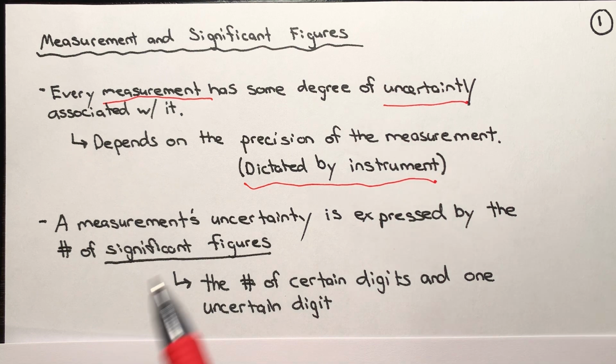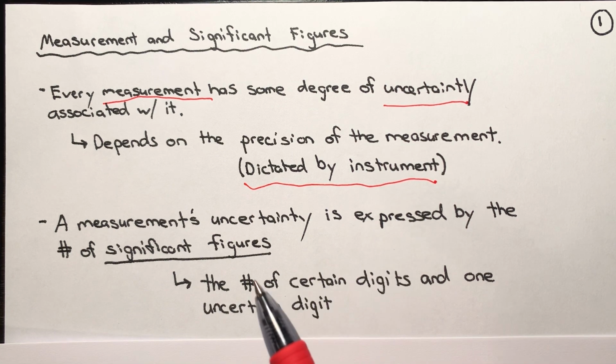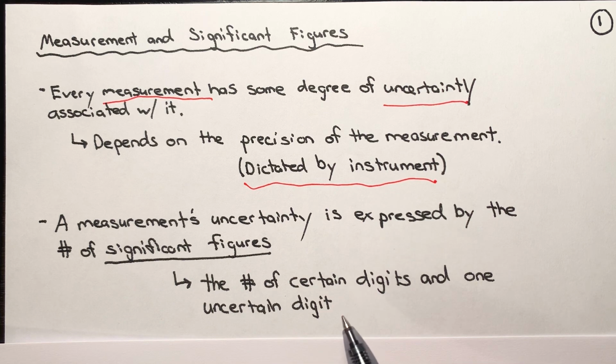Okay? A measurement's uncertainty is expressed by the number of significant figures, and this is the number of certain digits and one uncertain digit. So in this class, unlike maybe some of your previous science classes, the way that we record data and the way that we perform measurements really matters, both in terms of that initial record keeping and also in terms of our data analysis.